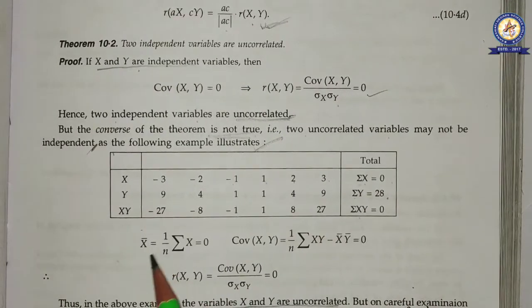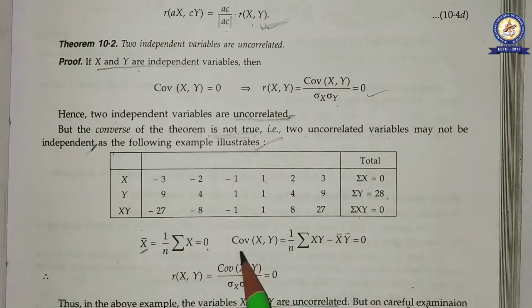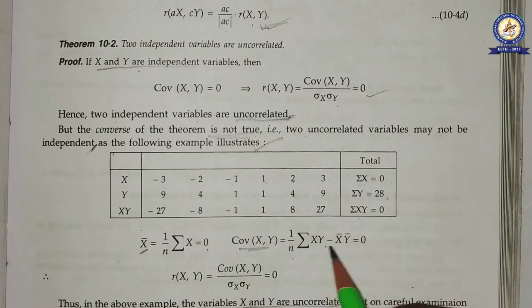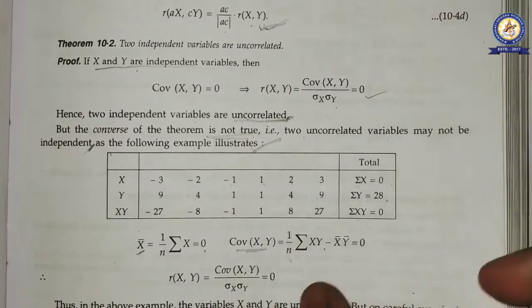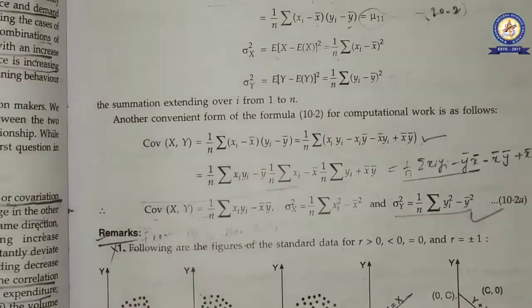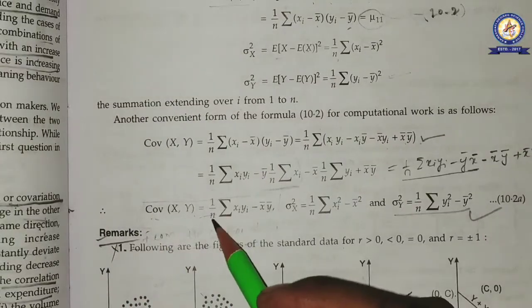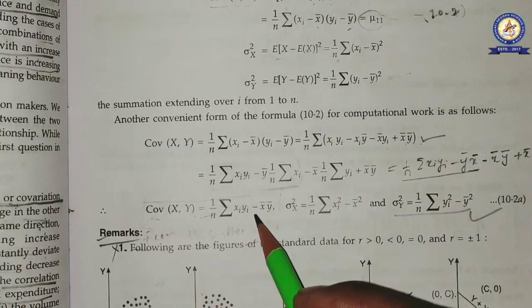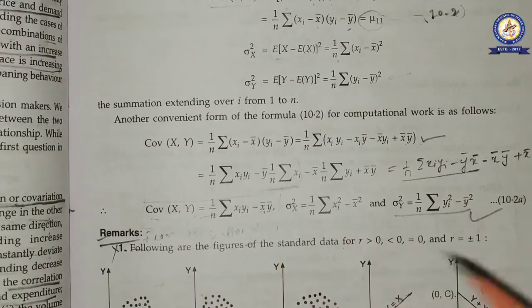Okay, so now the mean of x will be 0. Then covariance is nothing but 1 by n sum of xy minus x bar y bar. Already we have discussed in our first class that covariance of xy is nothing but 1 by n summation over xi yi minus x mean y mean. Same thing we have to consider.